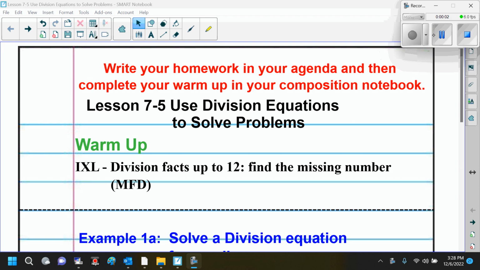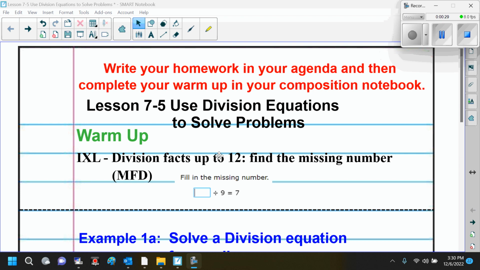So today's lesson is lesson 7-5, and this is use division equations to solve problems. Now, on the iExcel, first thing I want you to do in your warm-up is take about 5 minutes and do the iExcel that is listed below. Press pause on the video and then do that, and then come back to the video.